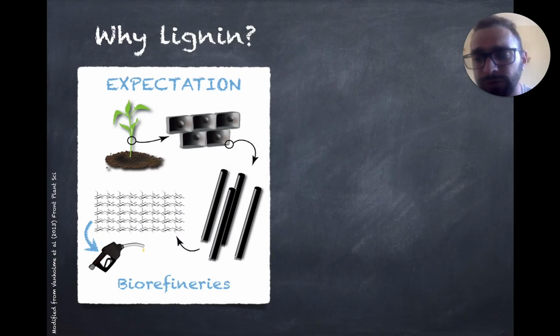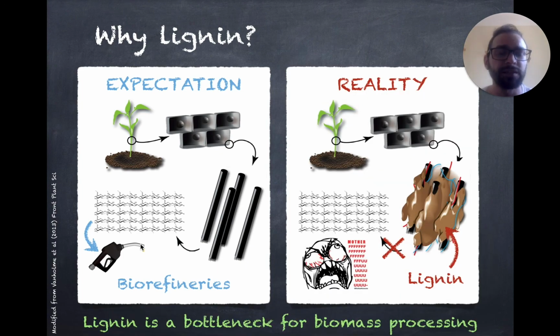Lignin is not only important for plant growth and development, but it also has an economic implication. When we think about the scope of the bioeconomy, we aim to use plant biomass because it is enriched in cell wall polysaccharides, and we want to degrade these polysaccharides into monomeric sugars. These sugars can then be converted into a plethora of biocompounds, including biofuels and bioplastics, in biorefineries. That is the expectation. However, lignin is a bottleneck for this biomass processing.